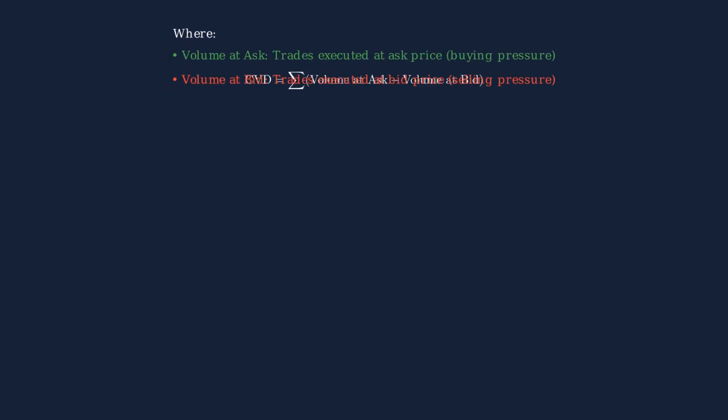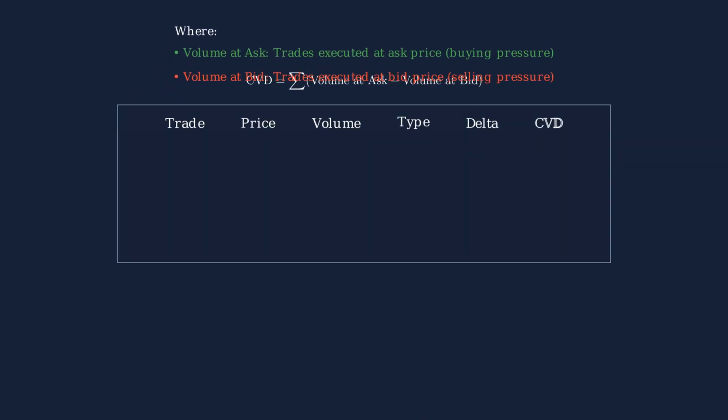Let's look at a concrete example with real trades to see how CVD is calculated. Trade 1 is executed at the ask price with a volume of 5. Adding to our running total, our CVD is now 5. Trade 2 is executed at the bid price with a volume of 3. Subtracting from our running total, our CVD is now 2.